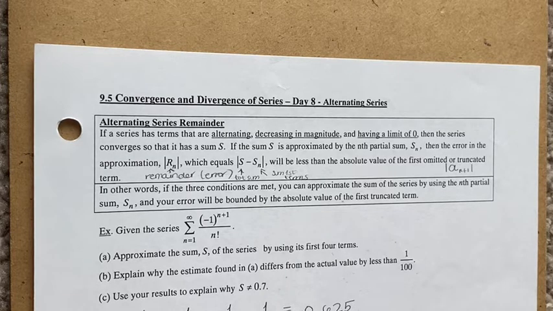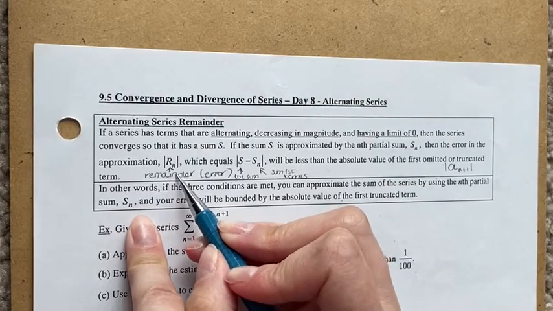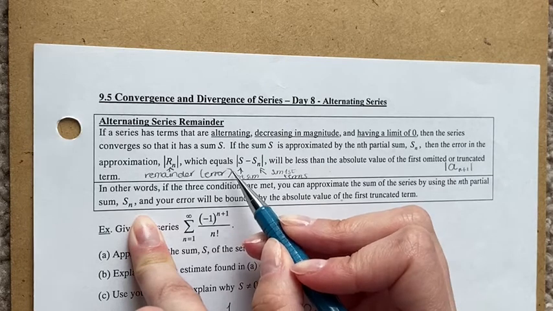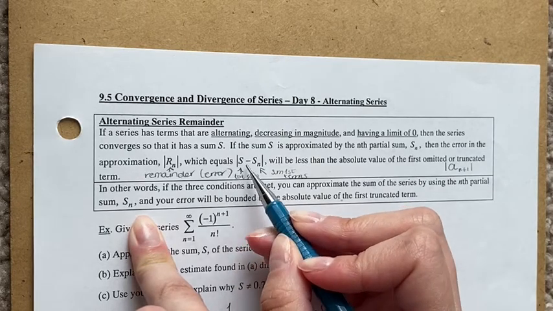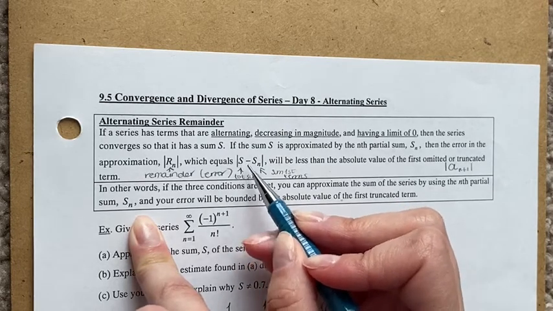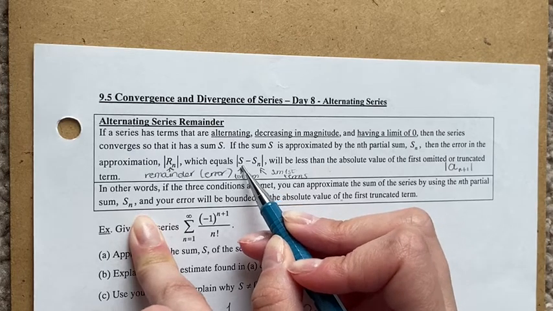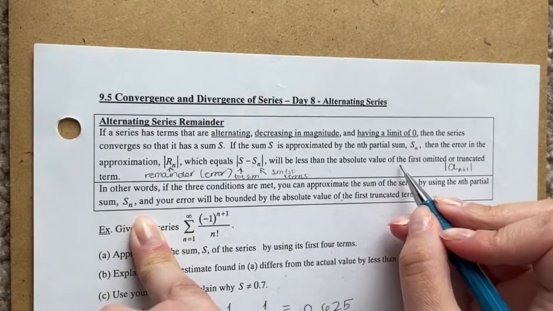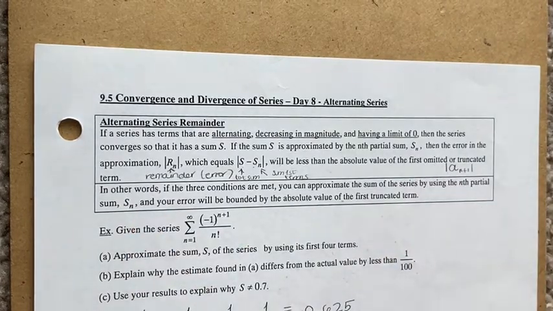If the sum S is approximated by the nth partial sum, meaning S sub n, then the error in the approximation, we call it R sub n, which is the remainder, or error. So the error is equal to basically the original minus the approximation, and this one will be less than the absolute value of the first omitted, or what we call the truncated term, which is a sub n plus 1.